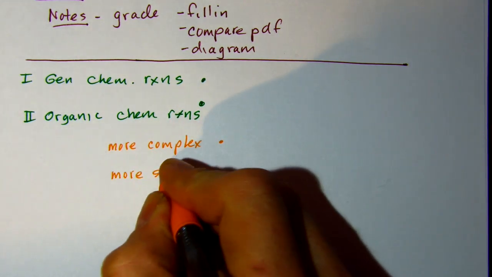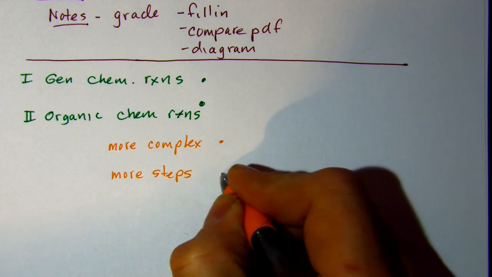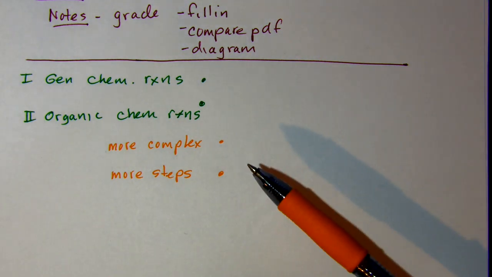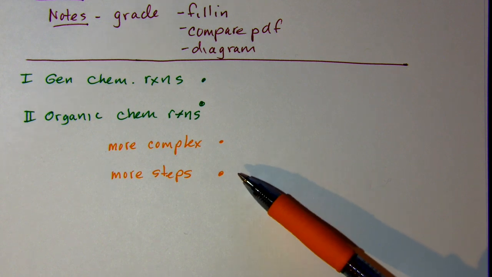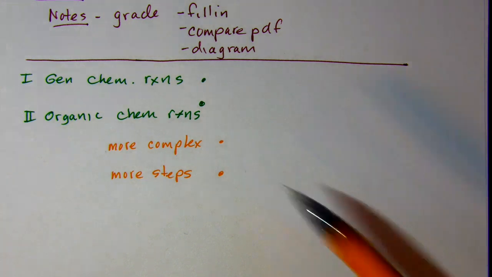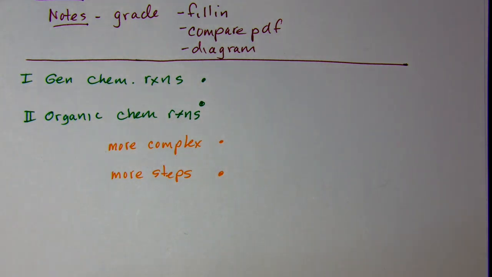You're going to see that with organic chem, you're going to have more steps. And by that I mean the chemical reaction to go from reactants to products is going to involve a lot of processes. There's a lot of factors involved. And so sometimes you'll see 2, 3, 4 or more steps, and sometimes even longer. And so organic chem reactions are sometimes very complex.